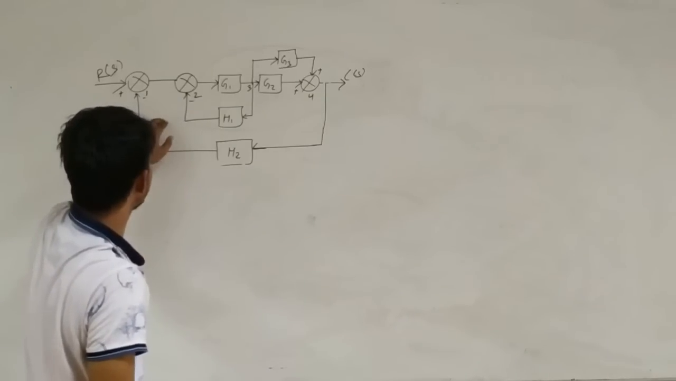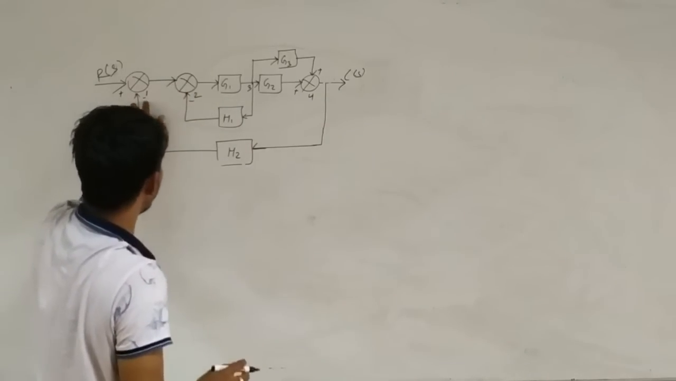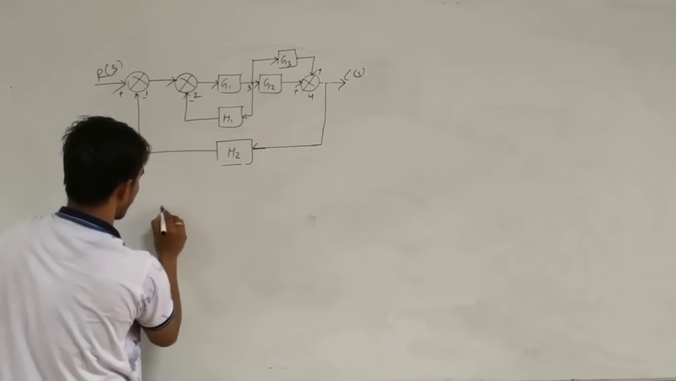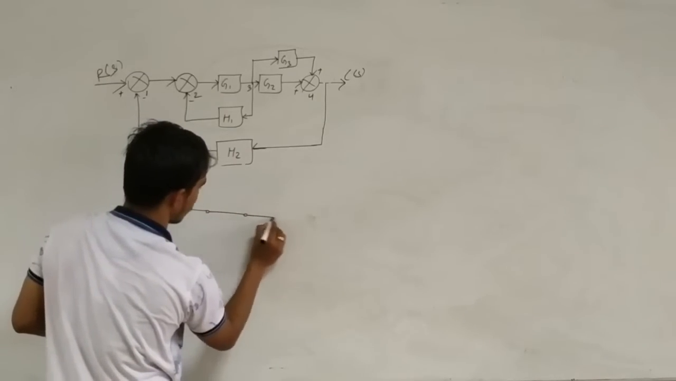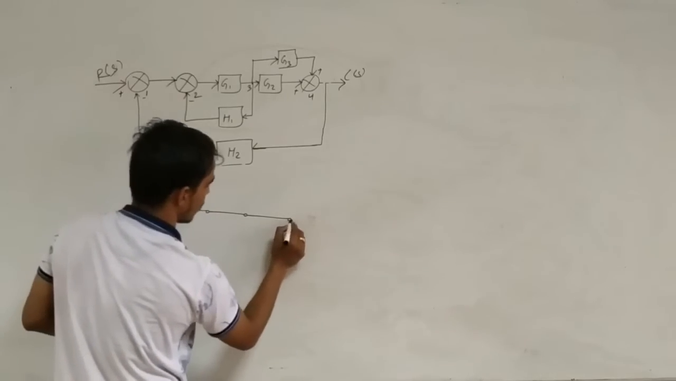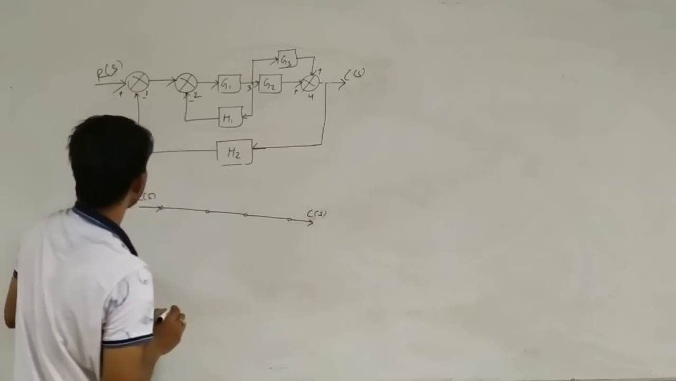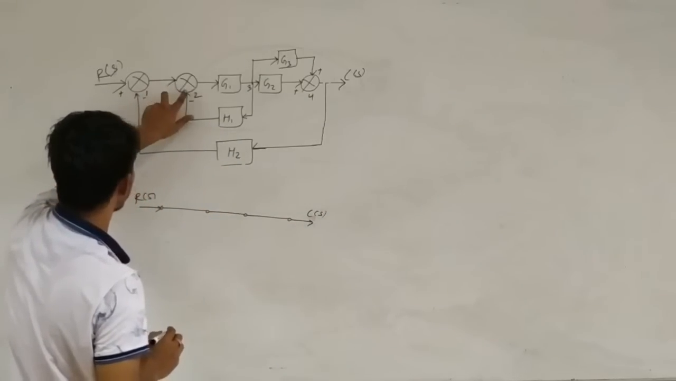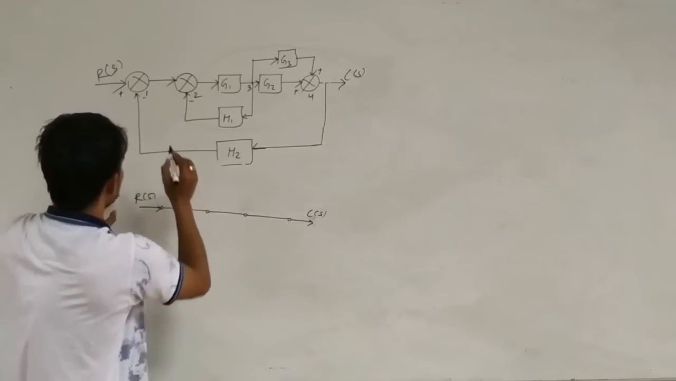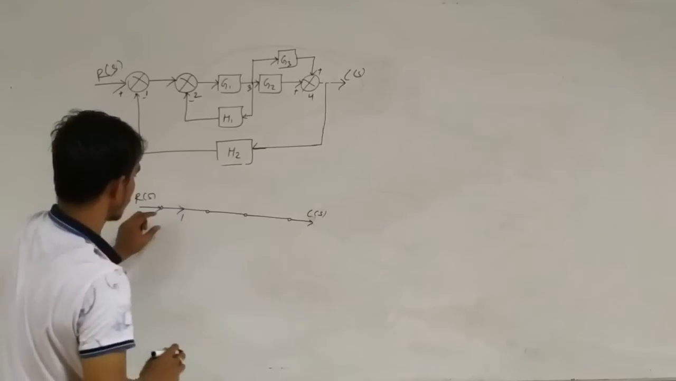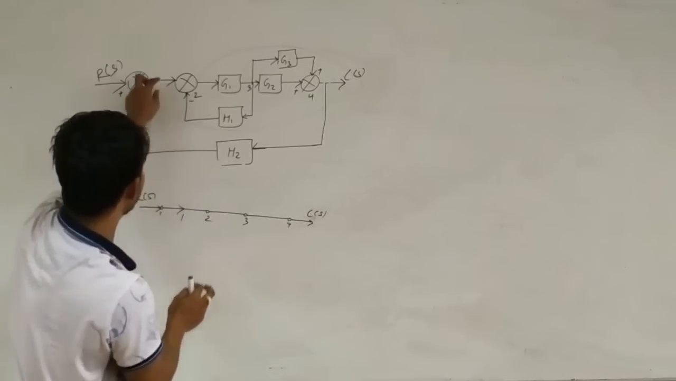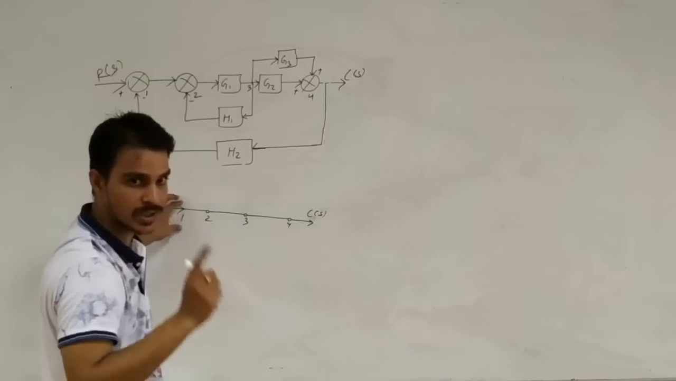So this is the numbering by the help of which we can draw the signal flow graph. The total number of nodes is 4: 1, 2, 3, 4. Suppose this is R(S) and this is C(S). Node 1 to node 2, what is the transfer function? Nothing is available, so that means 1. From 1 to 2 there is no transfer function, so here the transfer function is unity.